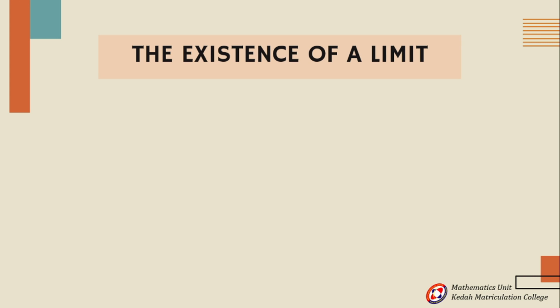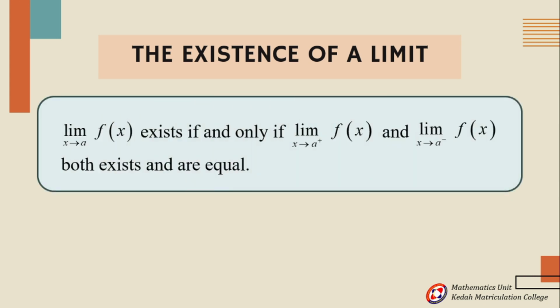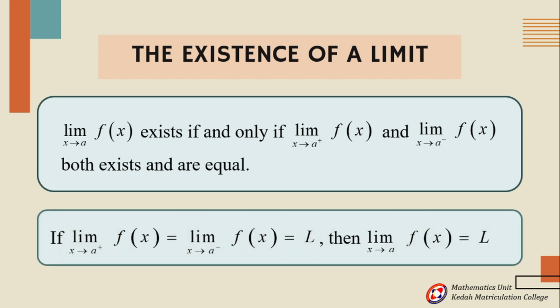Then, we can conclude that the limit of f(x), x approaches a, exists if and only if the limit of f(x), x approaches a from the right, and the limit of f(x), x approaches a from the left, both exist and are equal. Or it can be written as: if the limit of f(x), x approaches a from the right, equals the limit of f(x), x approaches a from the left, equals L, then the limit of f(x), x approaches a, also equals L. It means the limit of f(x), x approaches a, exists.